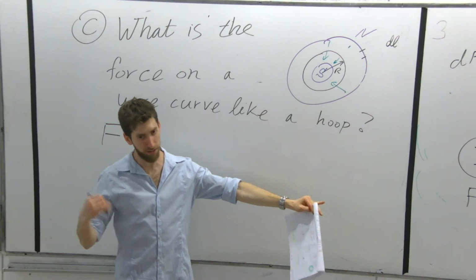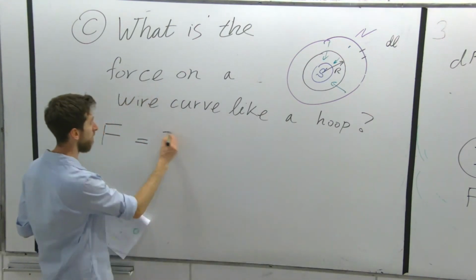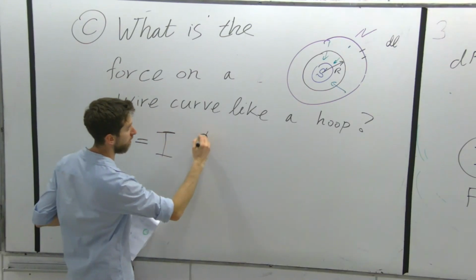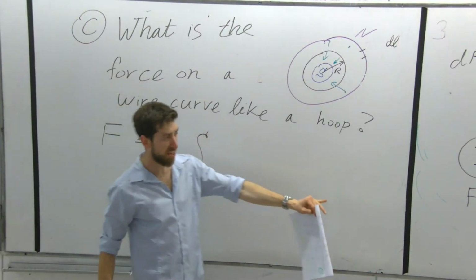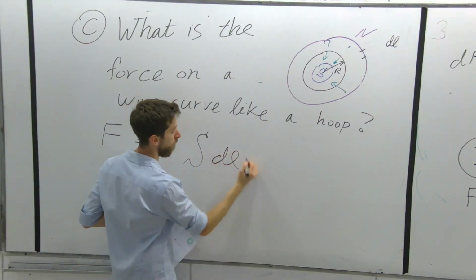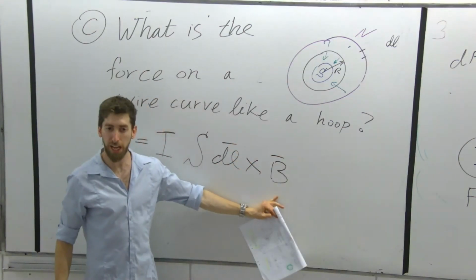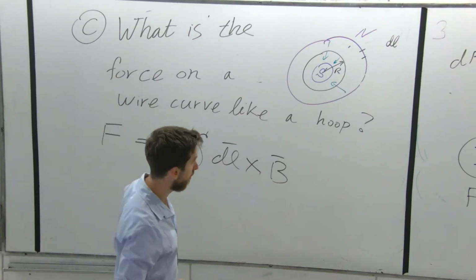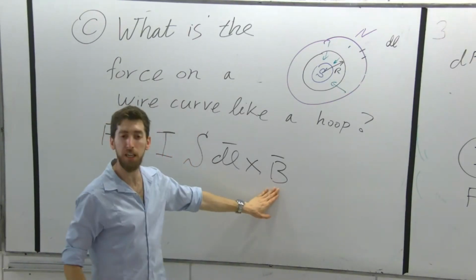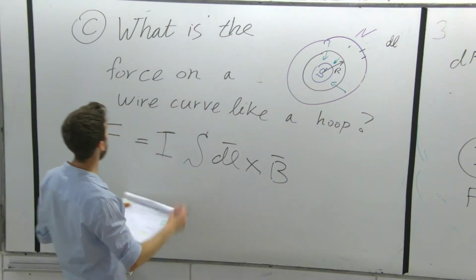Guys, it's your time. We have an integral, which is dL cross B. So what we really need to do is to understand what dL and B are in order to solve it. B is given. I'm letting you know that B is given.